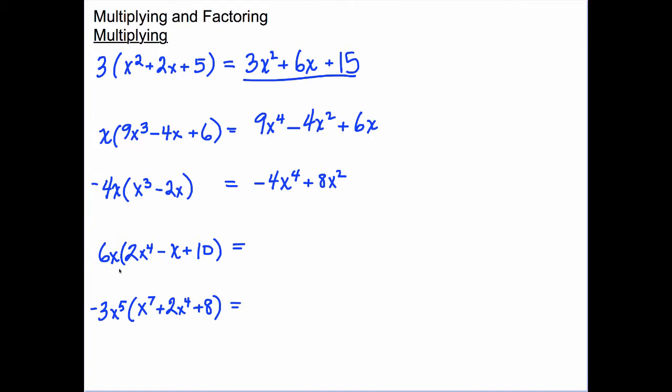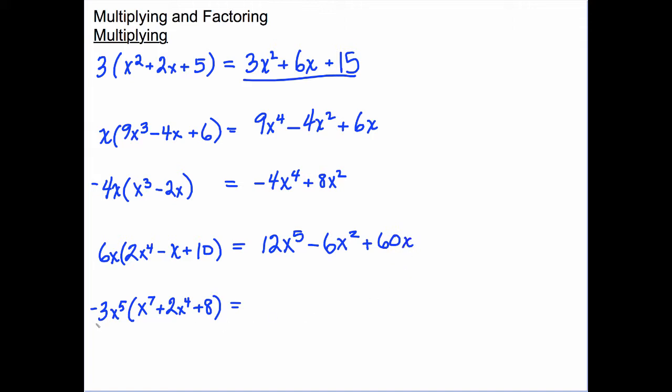Okay. First example, 6x times 2x to the fourth minus x plus 10 works out like this. 6x times 2x to the fourth is 12x to the fifth, minus 6x times x, that's 6x squared, plus 6x times 10, that's 60x.